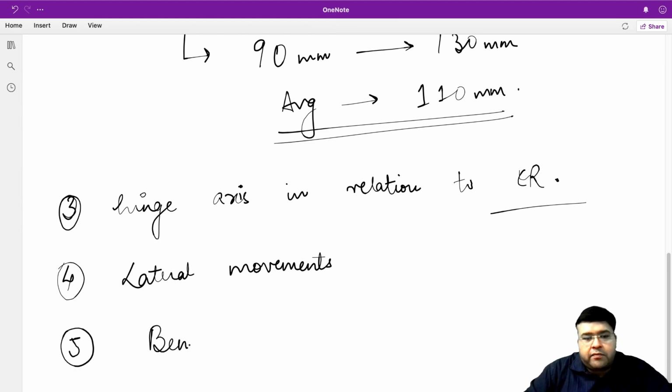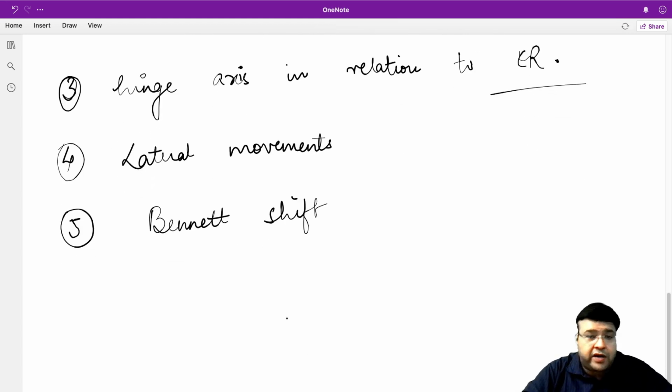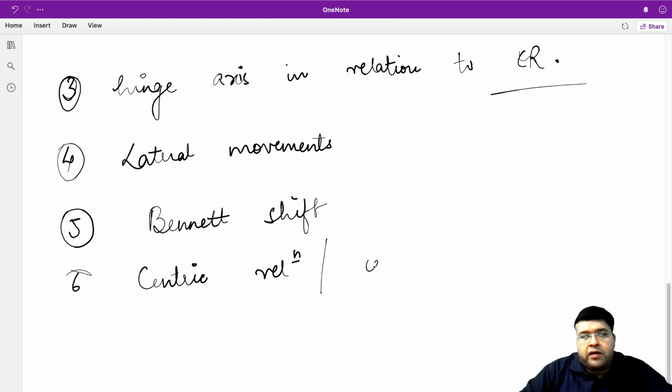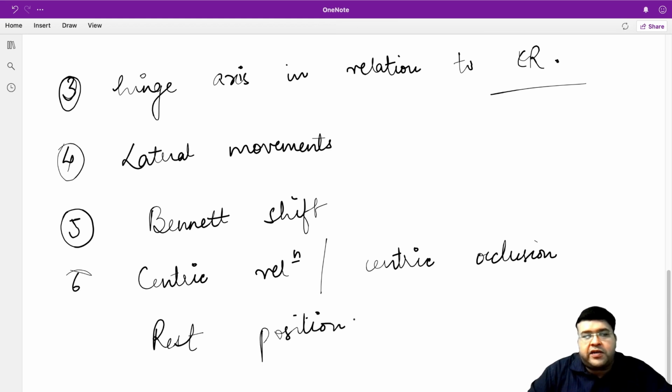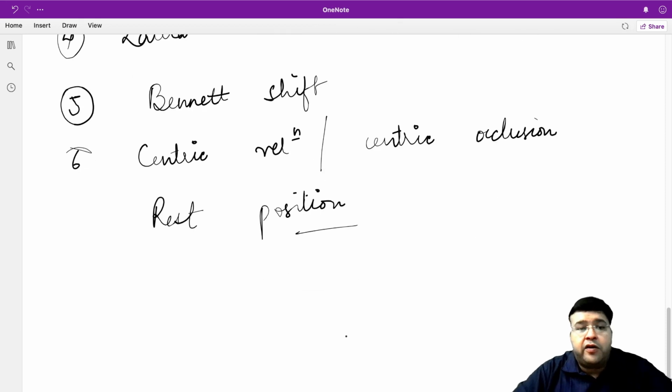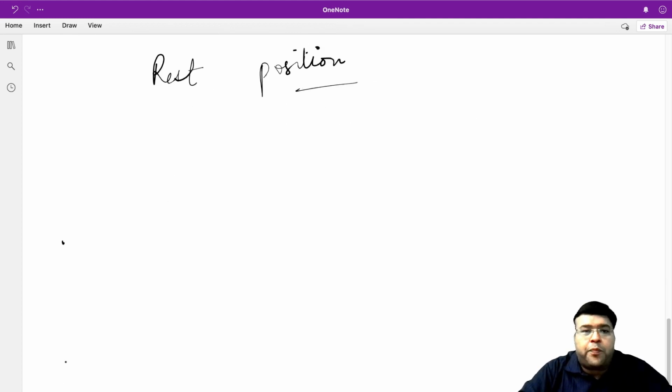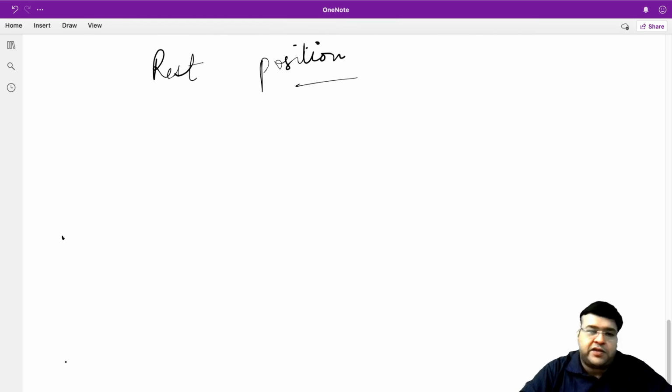Very important: Bennett shift or Bennett movement. I cannot control it. It is a fixed determinant. Similarly, the centric relation of a patient or centric occlusion of a patient, rest position of a patient, these things are all fixed determinants, right? It is not possible for me to change these determinants of occlusion, but we need to record it in order to give a complete, proper occlusion which is required for the patient.